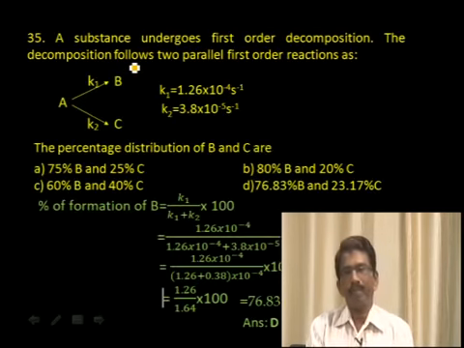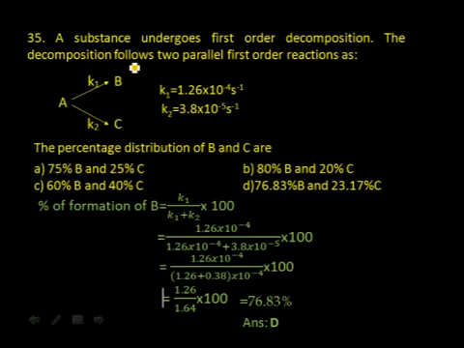And in the question number 25, the substance A undergoes first order decomposition. You have been given two parallel reactions, that is conversion of A to B and conversion of A to C, for which the rate constants are given as K1 and K2 and the values are given. And you have been asked to find out the percentage distribution of B and C, so that means percentage of B and percentage of C formed from the decomposition of A.